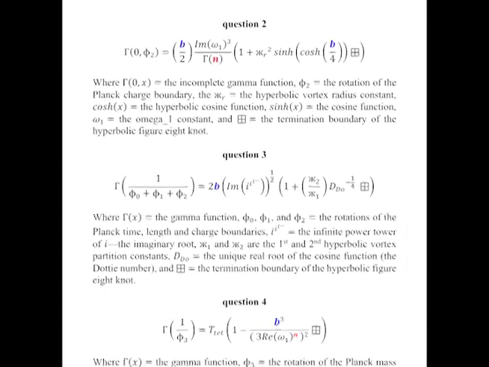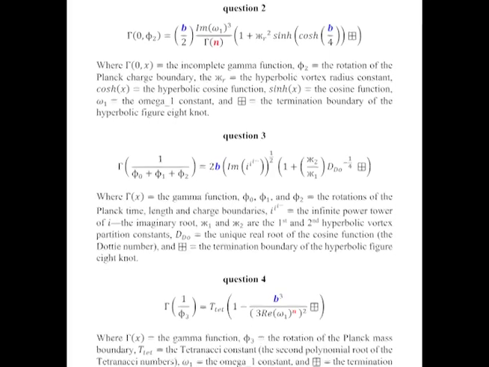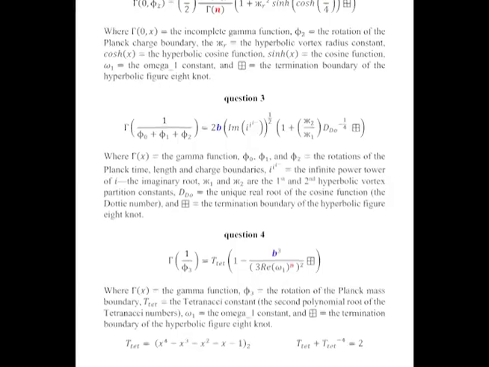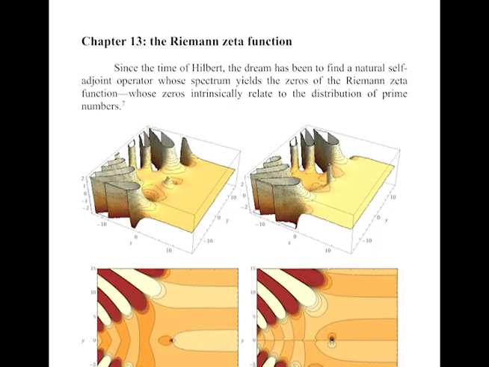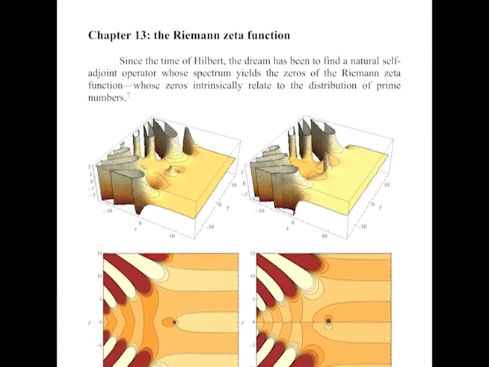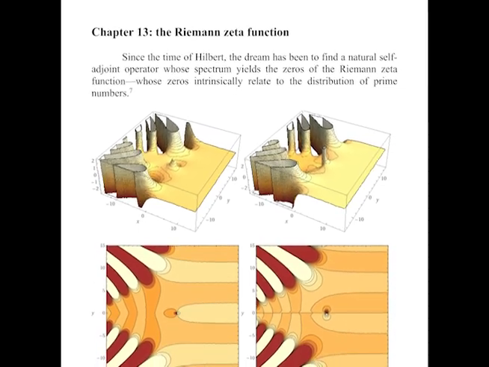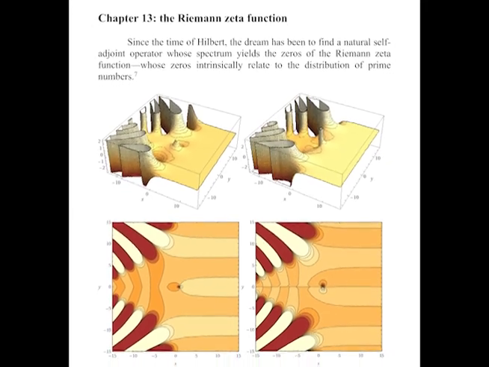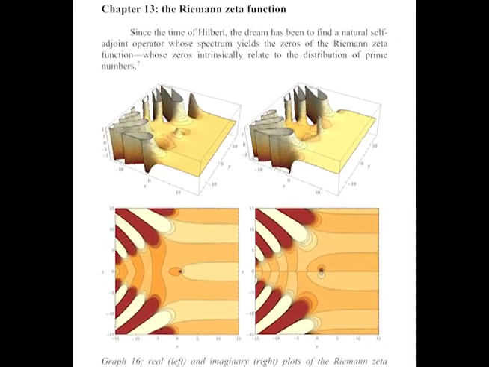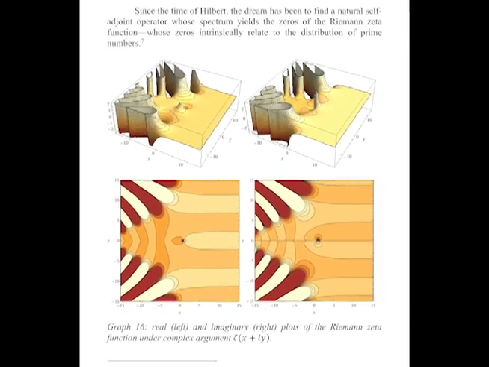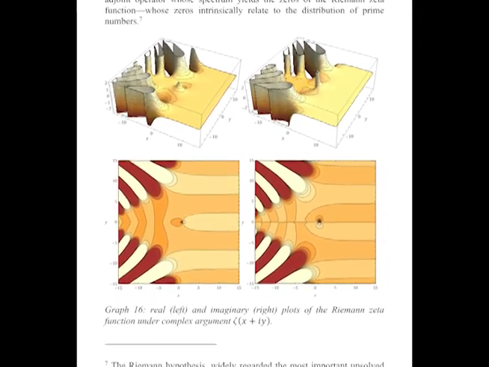So I've listed a few questions here, question 2 and question 3, and I have their solutions listed. It's going to give you practice trying to interpret what they mean. Chapter 13, the Riemann zeta function. Since the time of Hilbert, the dream has been to find a natural self-adjoint operator whose spectrum yields the zeros of the Riemann zeta function, whose zeros intrinsically relate to the distribution of prime numbers.